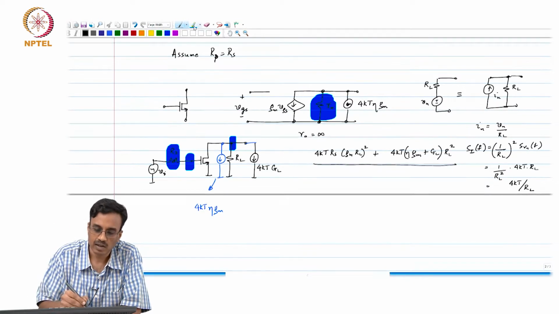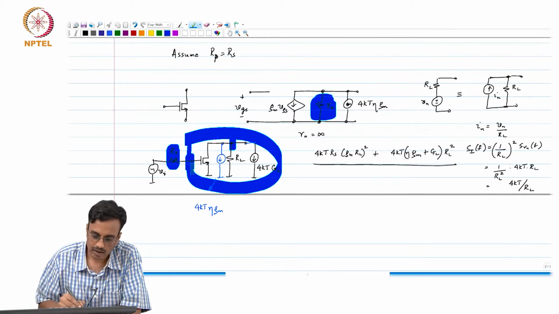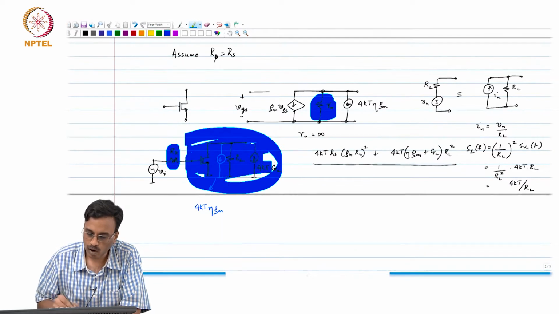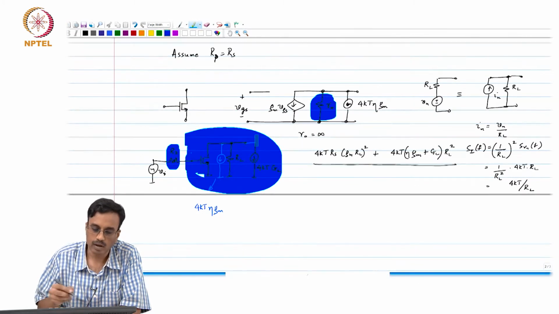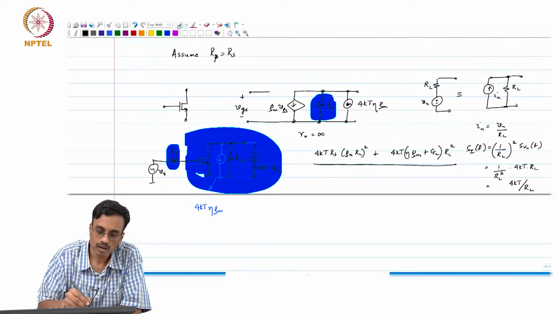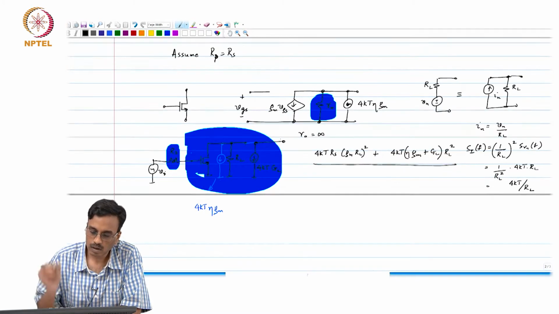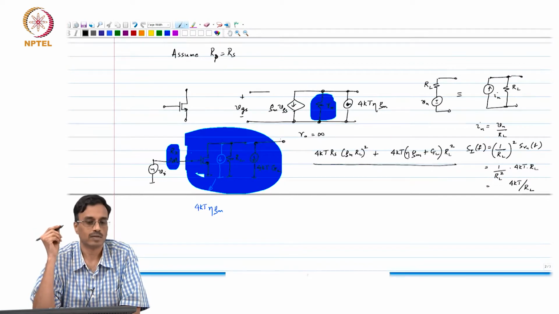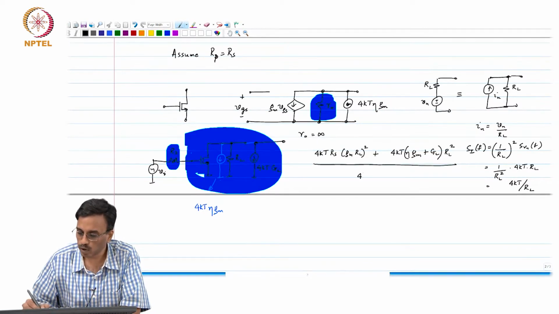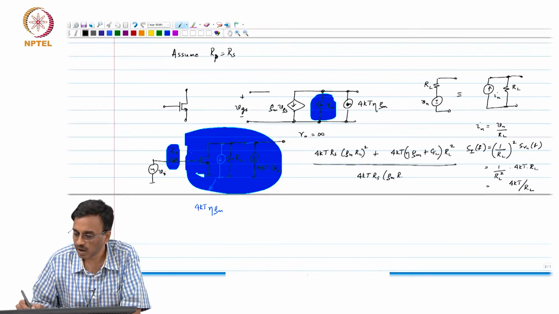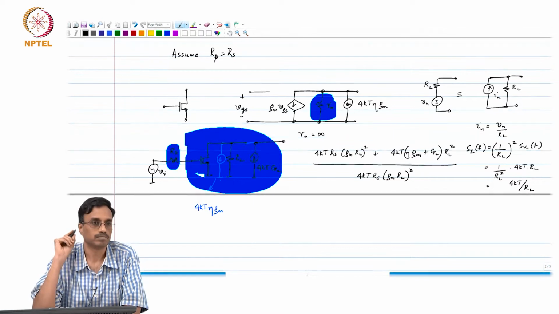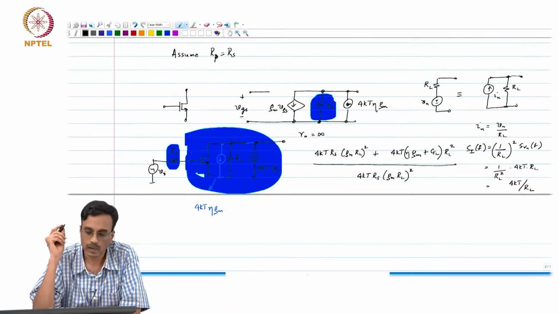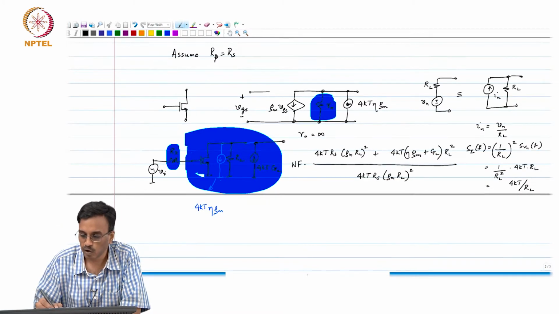So, in other words, everything inside this blue box, if it was noiseless, what is the noise you would have got? What would you have got? That is easy to do. It is simply 4kT RS times GM RL. So, this is the noise factor.